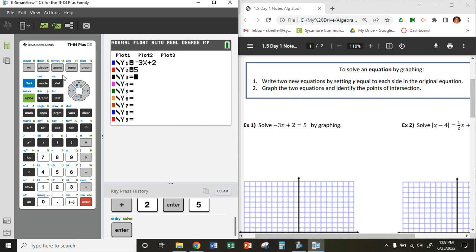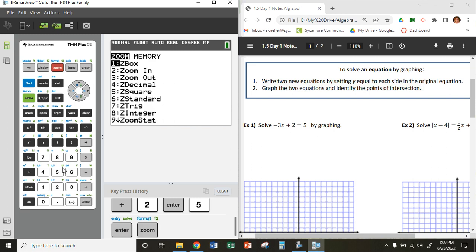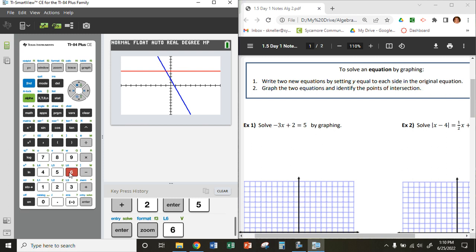Now, if you haven't graphed in a while, if this is the first time that you're graphing, instead of hitting the graph button, do zoom 6. That's your standard window, your 10 by 10 window. And the nice thing is on the newer versions of the graphing calculators, the two equations are colored. So you can see that our first equation is the negative 3x plus 2. That's the one that's in blue. And then the y equals 5, that's the equation that's in red. And they do cross at what looks like negative 1 something. So we're going to find that intersection.